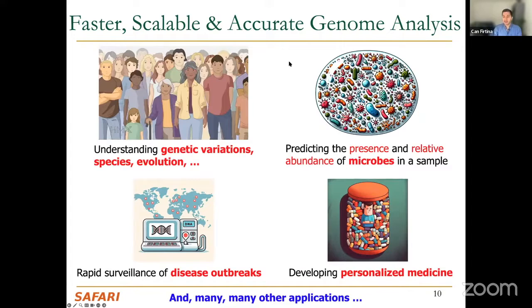Another reason why this type of analysis is important is that we may also want to predict the presence and relative abundance of microbes in a given sample, right? This can actually be a life-critical analysis if a particular sample perhaps contains really dangerous species, let's say, in the sample.